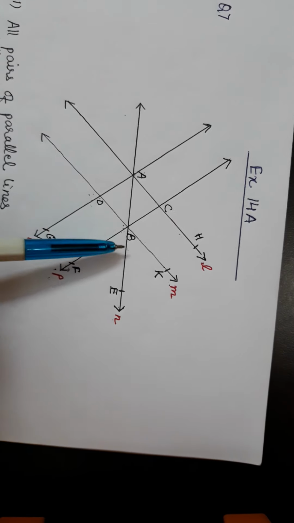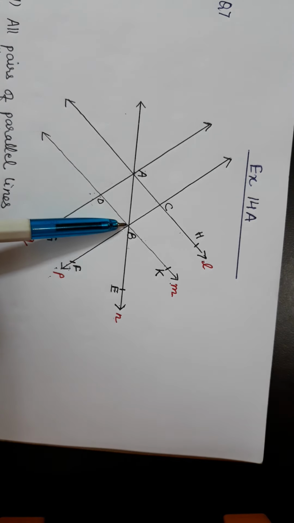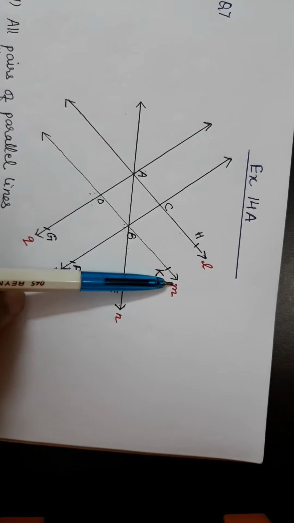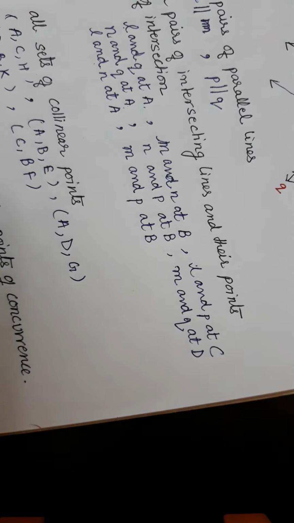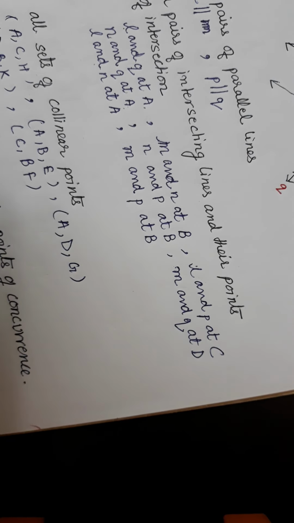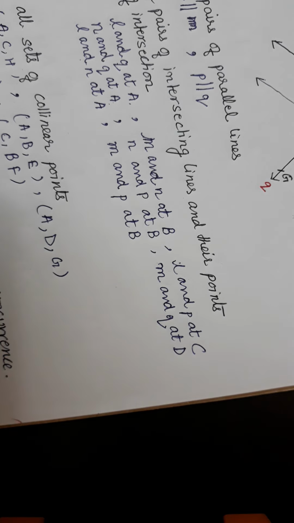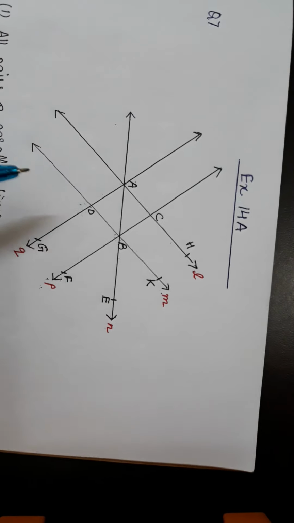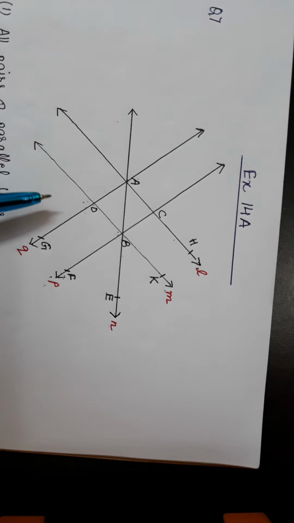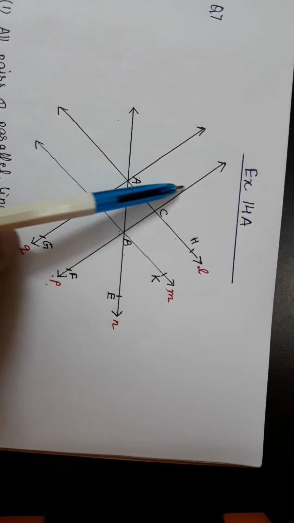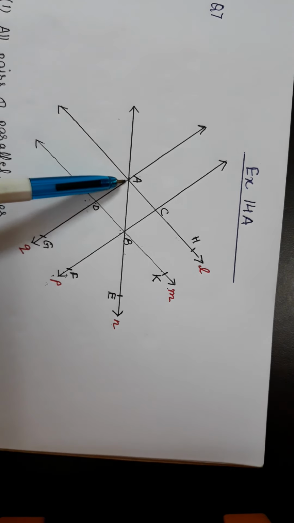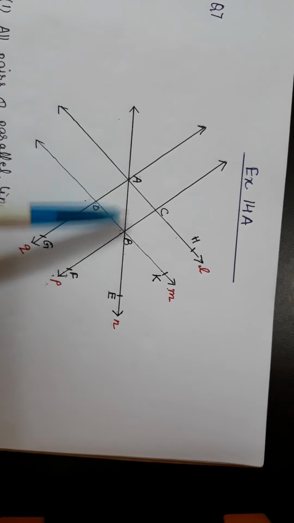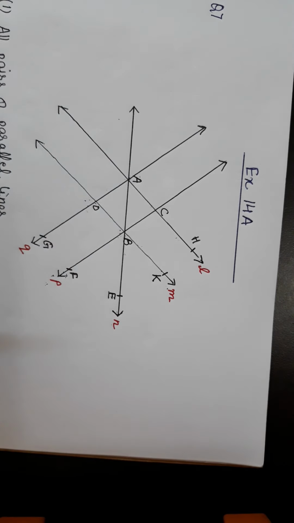Now here we see at point B also we have 3 lines, line M, line N, and line P. So these are also M, N, and P at B. If you see now, we have no more points for concurrent lines. Here C, we have 2 lines only. Point D, we have 2 lines only. So in the given figure, we had only 2 points where we had concurrent lines and point of concurrence.